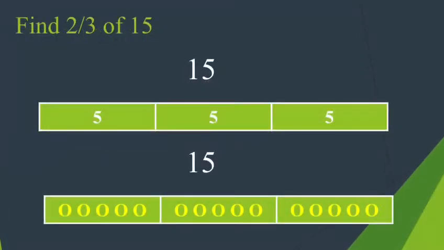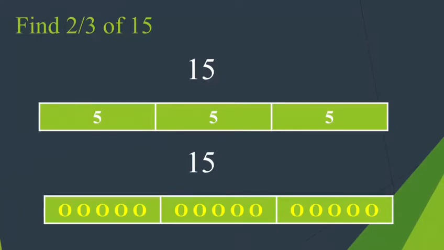So once you've done that, you can then do a couple of things. If you know your division facts or your multiplication facts, you'll know that 15 divided by 3 is 5, so each box represents 5. But if you are not too sure on that, you can use sharing to help you out. Now, sharing is when you share a number equally into different boxes or circles or groups.